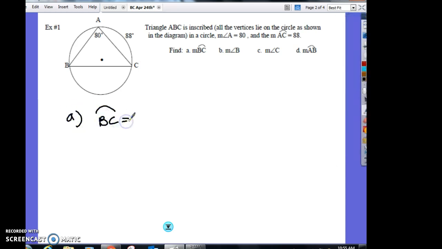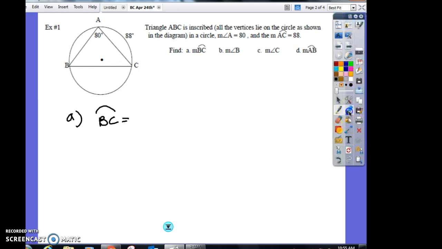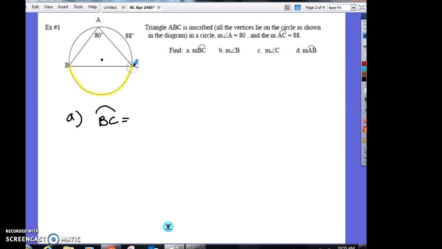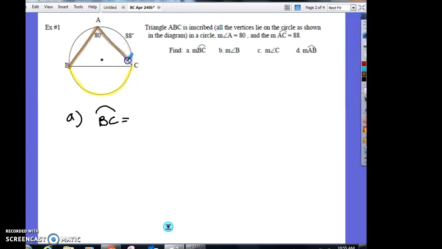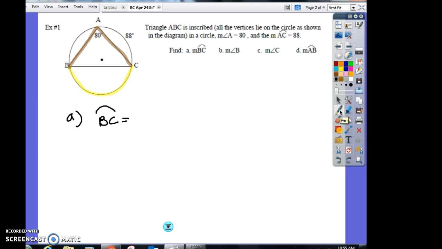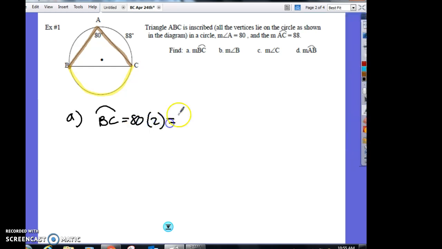If you take a look at arc BC, you will see an inscribed angle A drawn to arc BC. So what we're going to say is, if it's formed from an inscribed angle, I know that inscribed angle of 80 had to be half of whatever the arc was. So to go in reverse, I'm going to double it. Arc BC is not half of 80, but double 80, or 160 degrees.